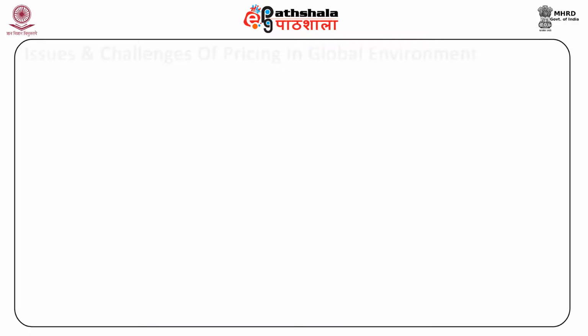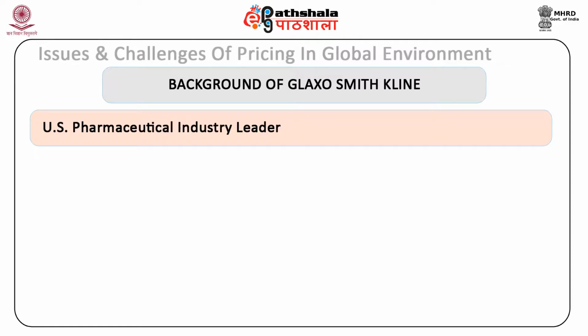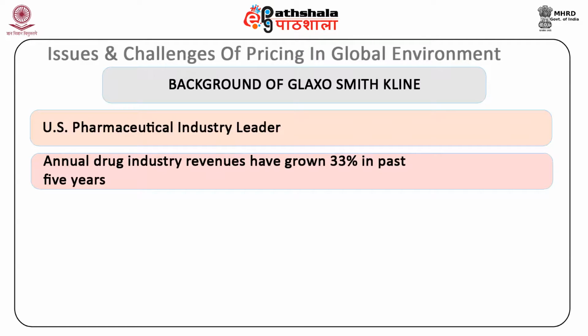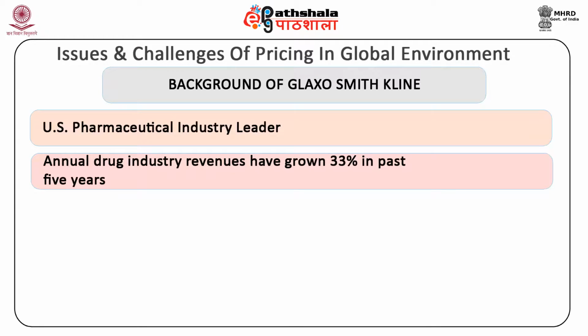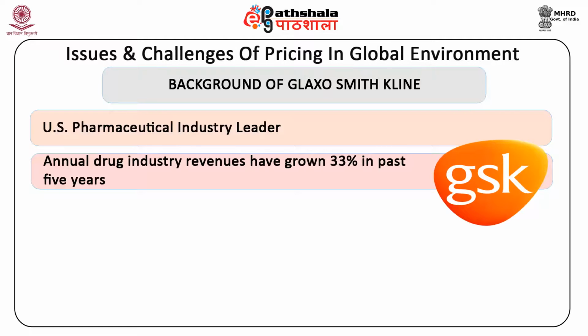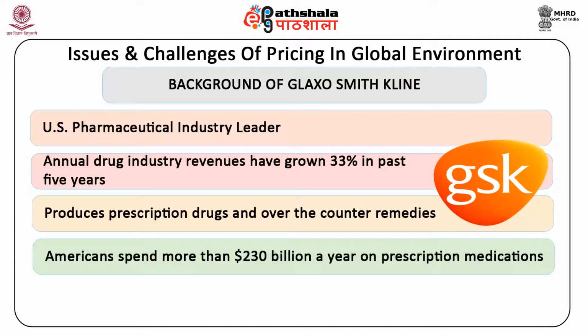We will consider first the background of GlaxoSmithKline. It is a US pharmaceutical industry leader. Annual drug industry revenues have grown 33% in the past 5 years. GlaxoSmithKline (GSK) is doing very well in a high-performing industry. It produces prescription drugs and over-the-counter remedies. Americans spend more than $230 billion a year on prescription medications.